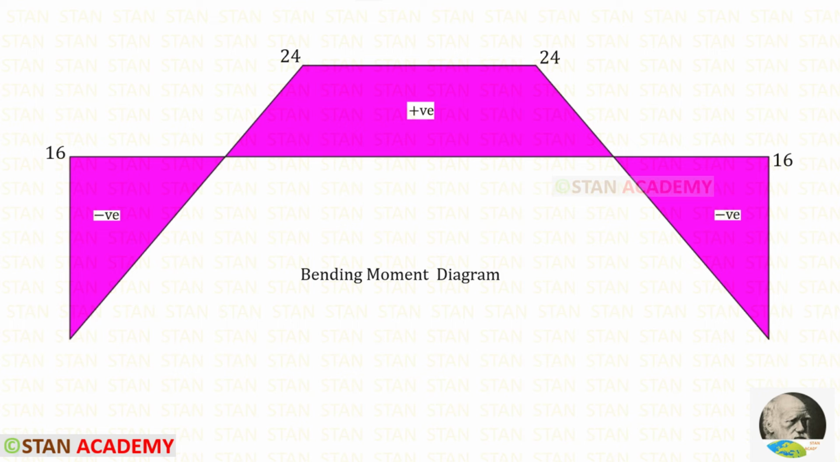Now let us combine mu diagram and mu dash diagram so that we will get the bending moment diagram. If we wanted to find the maximum positive bending moment, we have to find this height. 24 minus 16, we will get 8. Alternatively, we can draw the bending moment diagram by finding the bending moments separately for all the points.